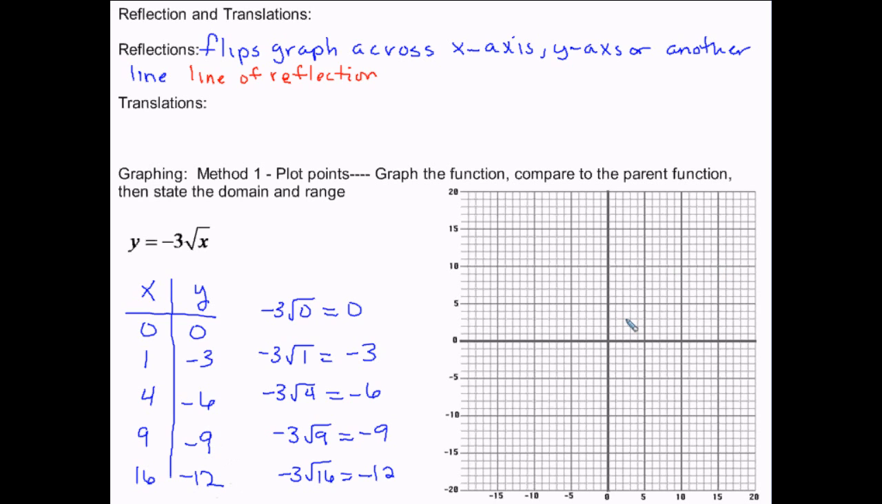Okay, we haven't been discussing the domain and range. I'm going to go back and do that as soon as we graph this one. So I have 0, 0, 1, negative 3, 4, negative 6, 9, negative 9, and 16, negative 12.